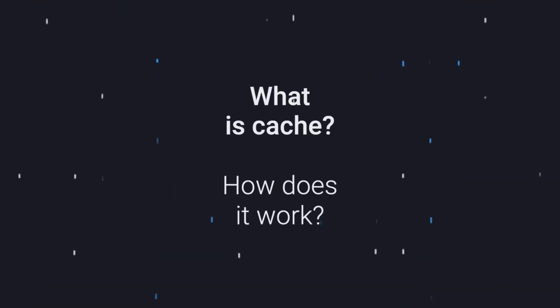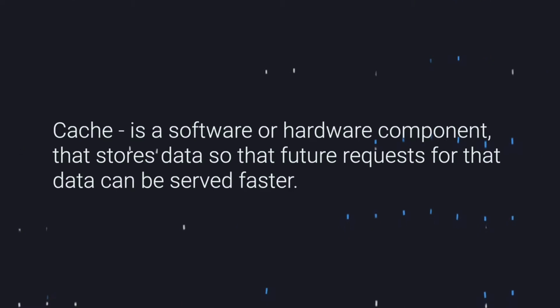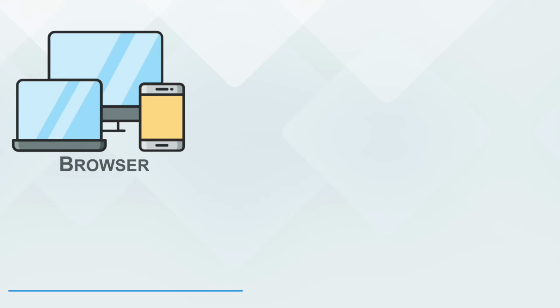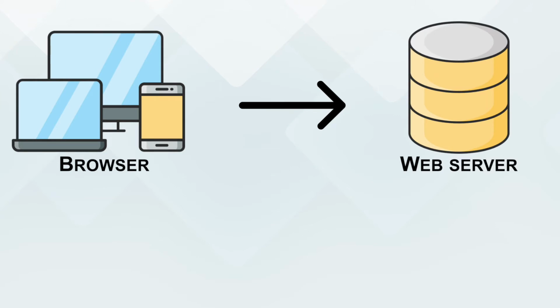What is actually cache and how does it work? Cache is a hardware or software component that stores data so that future requests for that data can be served faster. If we look at how users access websites, a simplified version of a request would look something like this. A user types in the website address inside the browser on a computer. That request is then forwarded to the physical web server that processes the request.